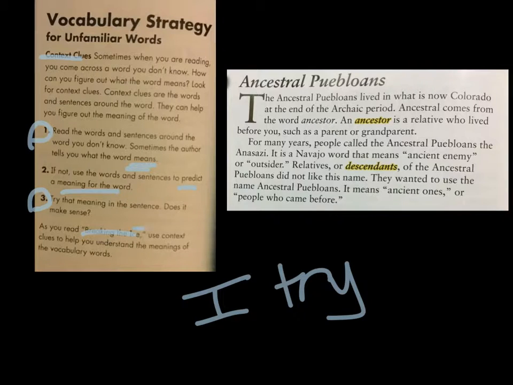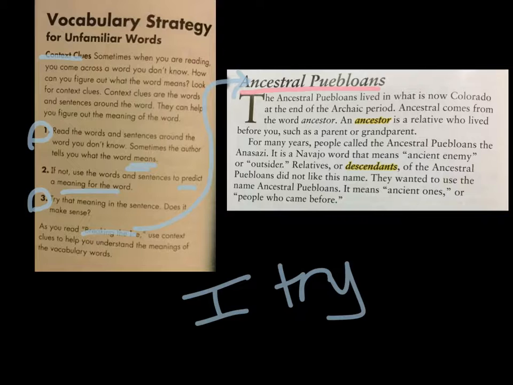All right, now we're not going to be reading Breaking the Ice. We're going to actually read about the ancestral Puebloans. This is one of the groups of people that lived in Colorado a long time ago. All right, follow along, word wizards. Ancestral Puebloans. The ancestral Puebloans live in what is now Colorado at the end of the Archaic period. Ancestral comes from the word ancestor. An ancestor is a relative who lived before you, such as a parent or grandparent.